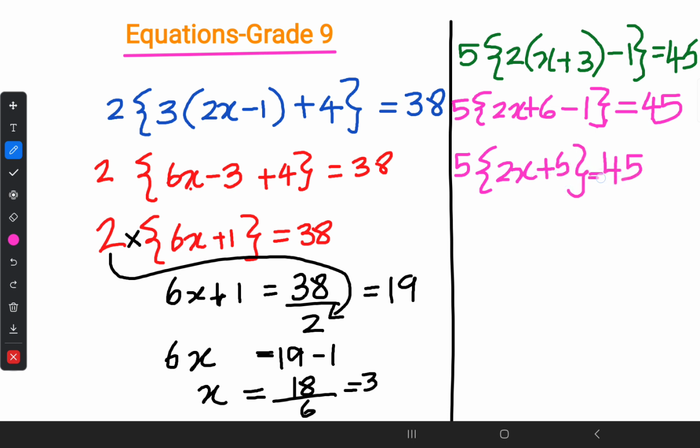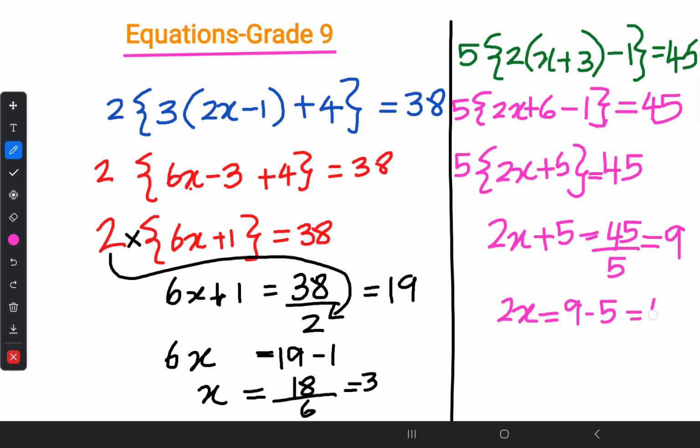Now I'll bring the total multiplicand, which will become a dividend. So 2x plus 5 equals 45 divided by 5. It is 9. 2x plus 5 equals 9. So 2x equals 9 minus 5. It is 4. So x would be equal to 4 divided by 2, which is 2. Finally, it should be 2. That's all for our answer.